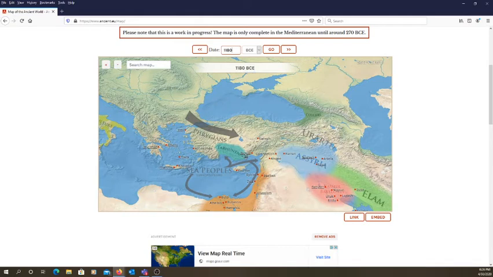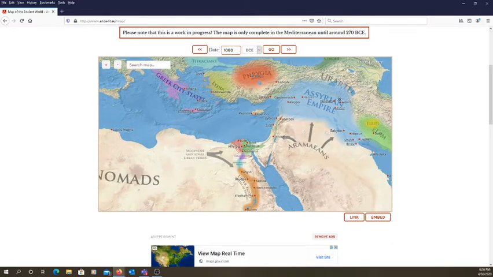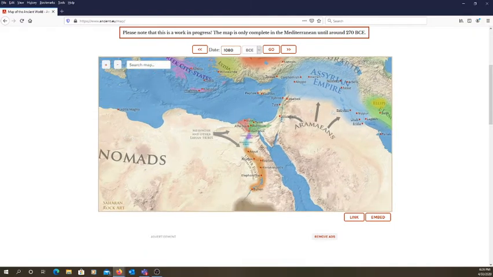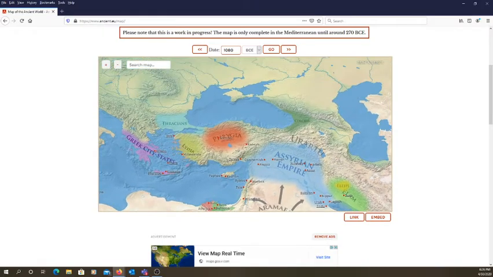1180. Oops, I went backwards, didn't I? Here we go. 1080. Egypt has completely moved out. The Armenians are moving in. The Assyrians are about to move down. Egypt is again split into Upper and Lower Egypt. The Greek city-states are growing in strength. And soon a new power is going to pop up out of Elam.